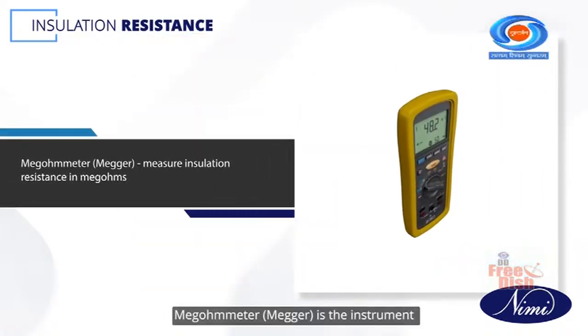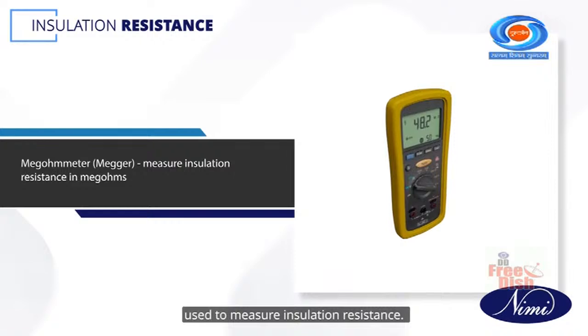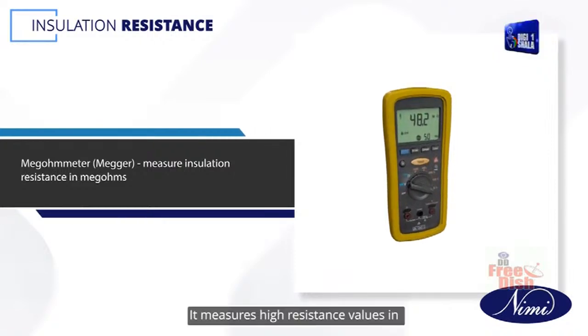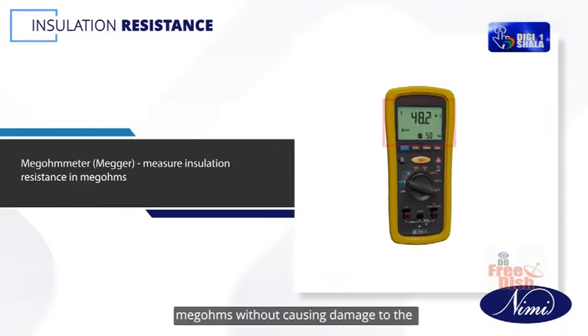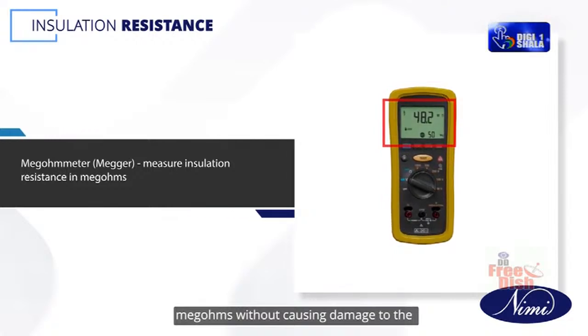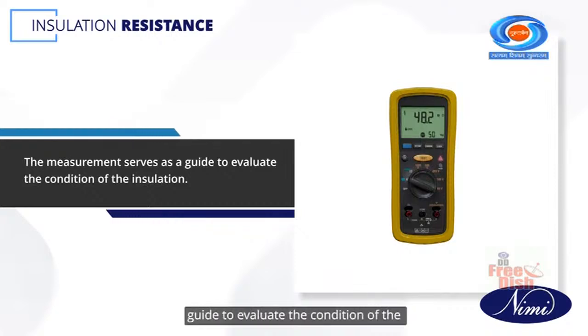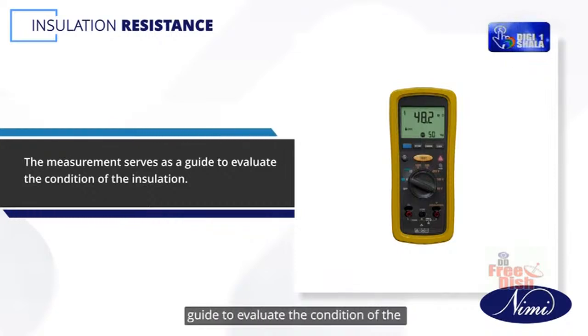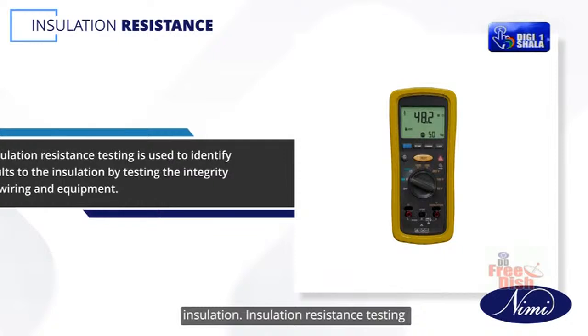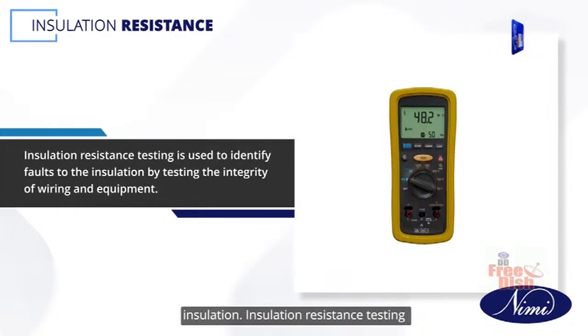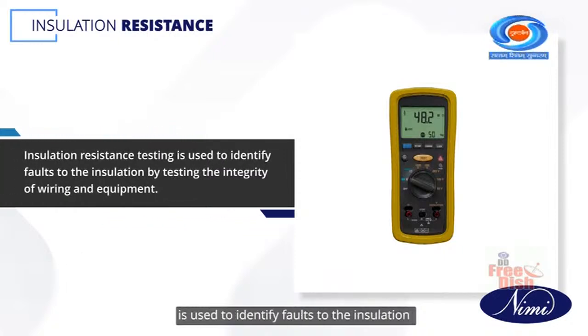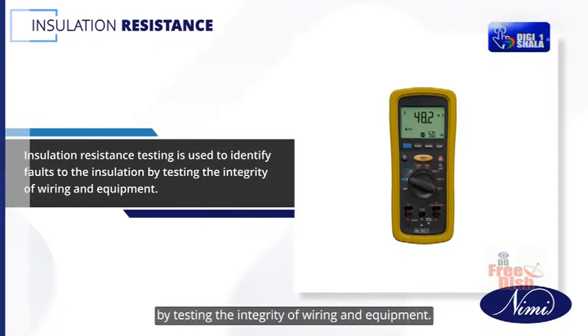Megohmmeter. The Megger is the instrument used to measure insulation resistance. It measures high resistance values in megohms without causing damage to the insulation. The measurement serves as a guide to evaluate the condition of the insulation. Insulation resistance testing is used to identify faults in the insulation by testing the integrity of wiring and equipment.